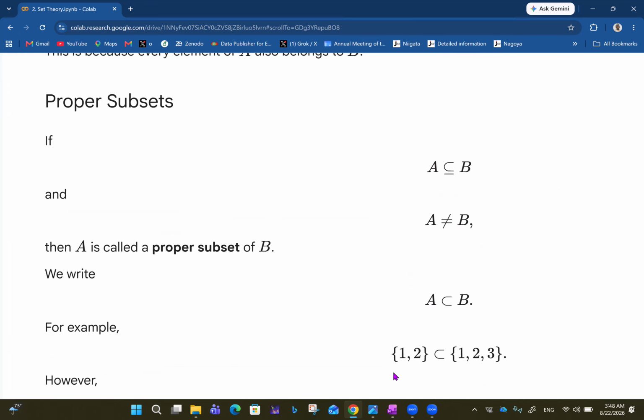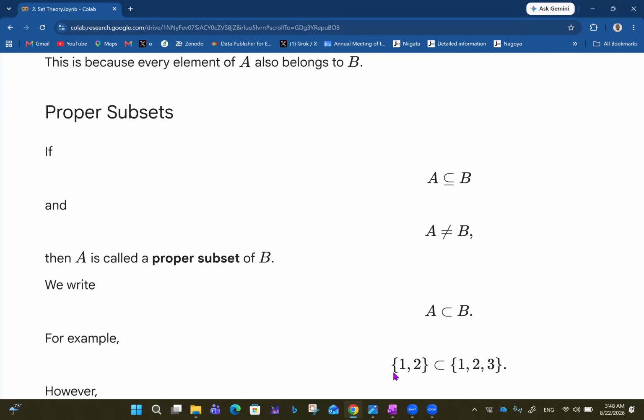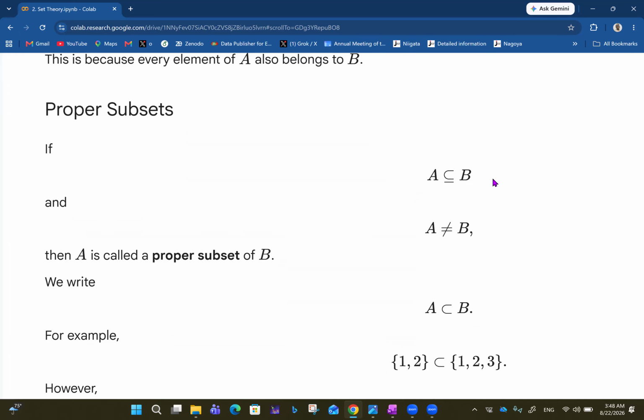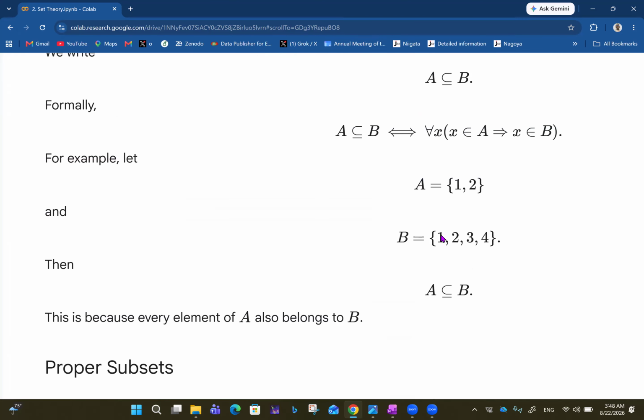Then we have the idea of proper subsets. If A is a subset of B and A is not equal to B, that means A and B are not equal, but you have elements of A in B, like the one we just saw. So if A is not equal to B, then we say A is called a proper subset of B. In this case, A is a subset of B, but A and B are not equal. So A is a proper subset of B.